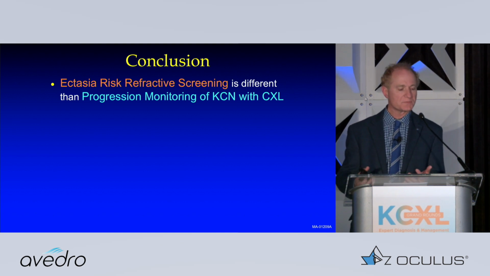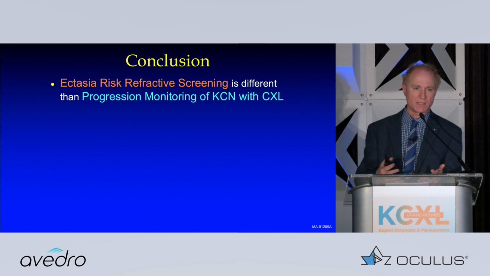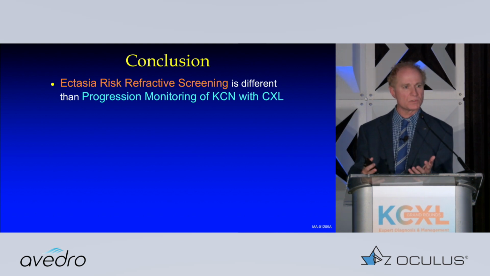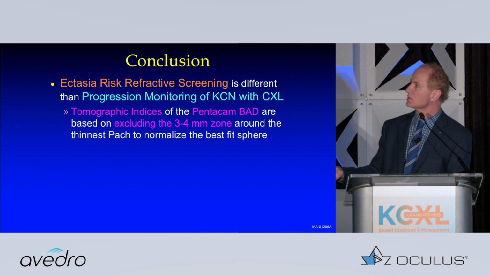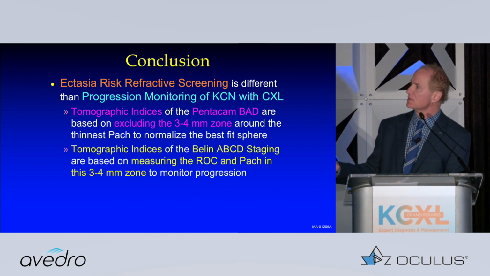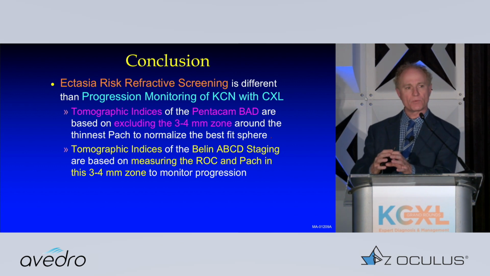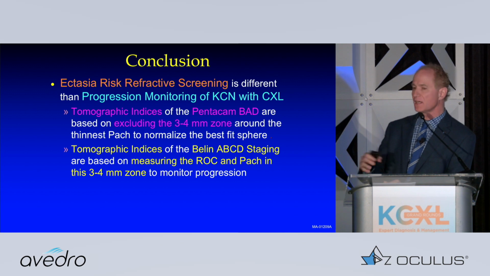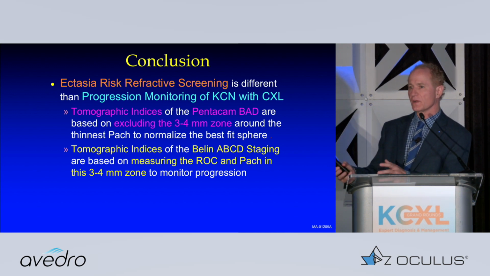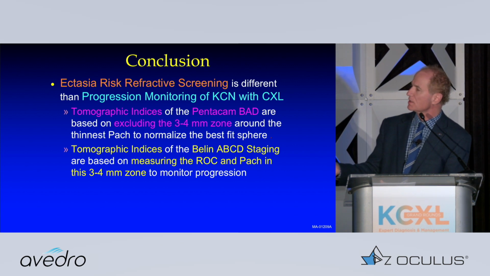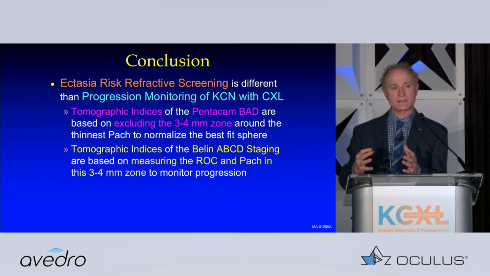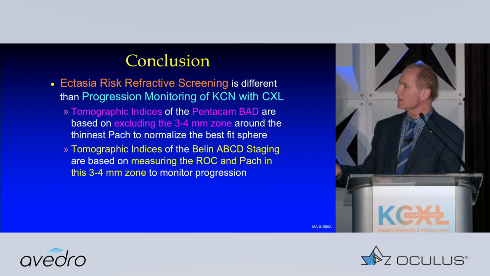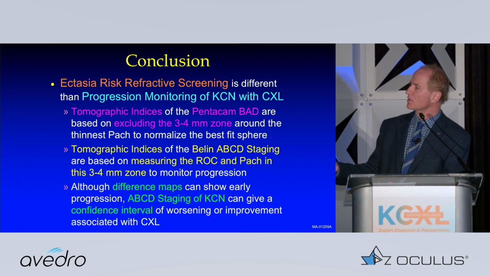So overall, in conclusion, ectasia risk screening is a little bit different than the progression monitoring. It's the same tools, but there are different ways of looking at some of those tools. Topographic indices of a Pentacam BAD score basically excludes the very center of where the thinnest pachymetry and steepest area is, looks at the best sphere, and uses that as a reference point to see the potential for keratoconus risk. With the ABC staging, it's basically looking at the radius curvature of that thinnest area and localizing that specifically to see the monitoring progression and how it advances.